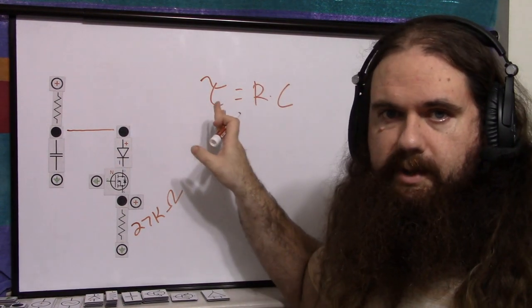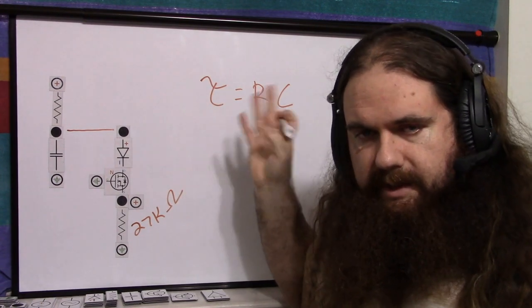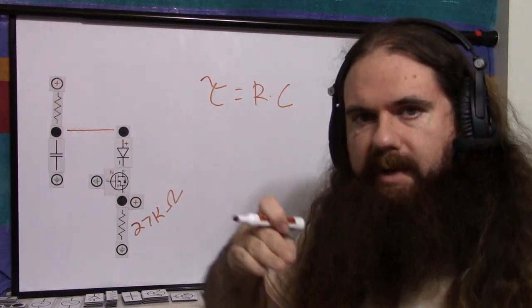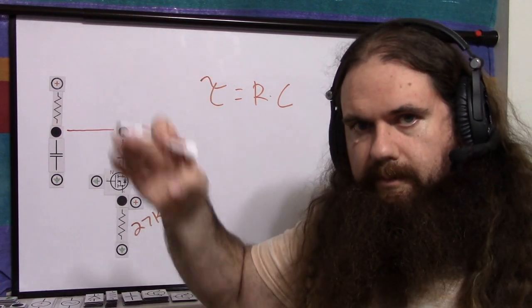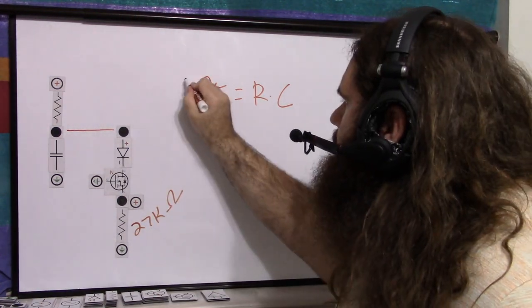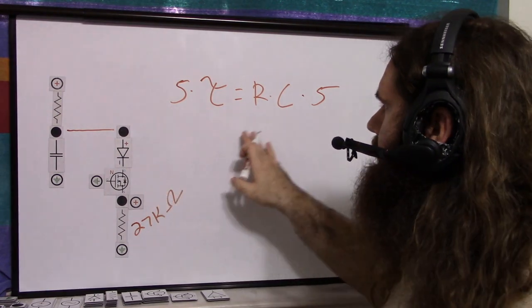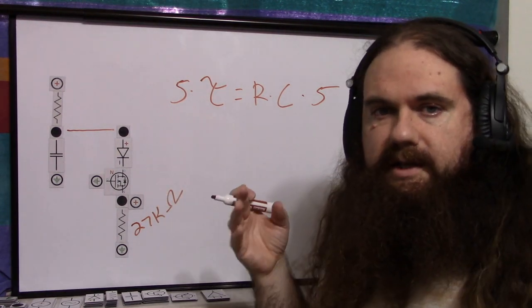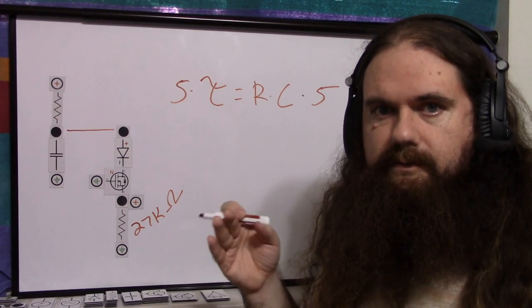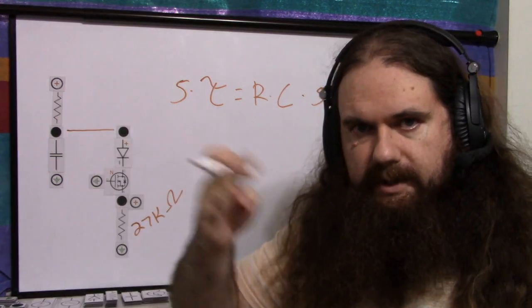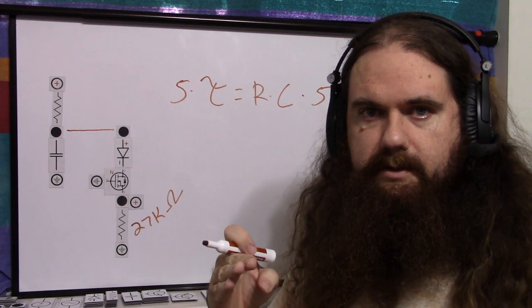Tau is like how much time it takes to charge 63, 67%, whatever it is, from empty to that much charge, or from full to that much discharge. And if we do 5 times, that's about 98, 99%. So generally speaking, 5 times R times C is considered the standard measure for full charge from empty to full, or from full to empty discharge.